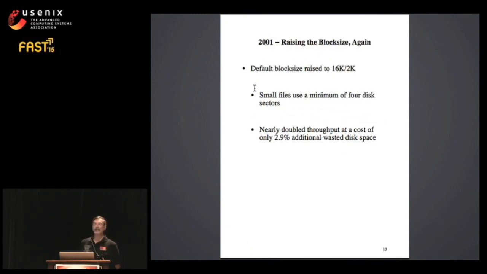By 2001, it seems that disks were getting bigger again, and so we changed the default block size to be 16 kilobytes with 2 kilobyte fragments. Now the smallest files are using a minimum of 4 disk sectors, because amazingly, disk sectors hadn't gotten any bigger in 30 years. We sort of kicked up the throughput, but we started wasting more space because now the small files were using a minimum of 2K.